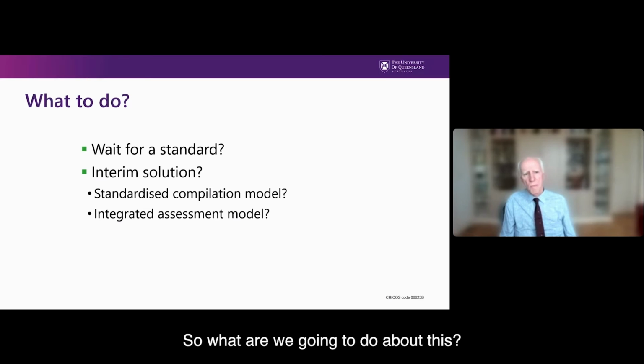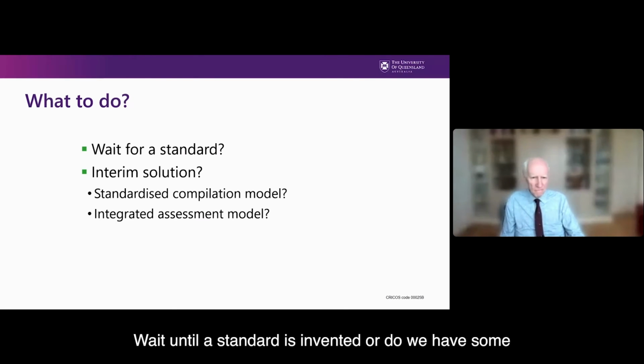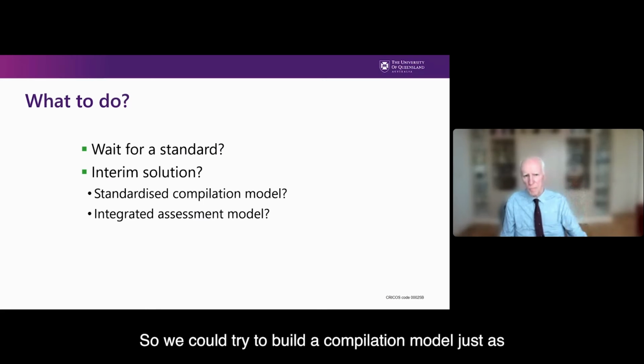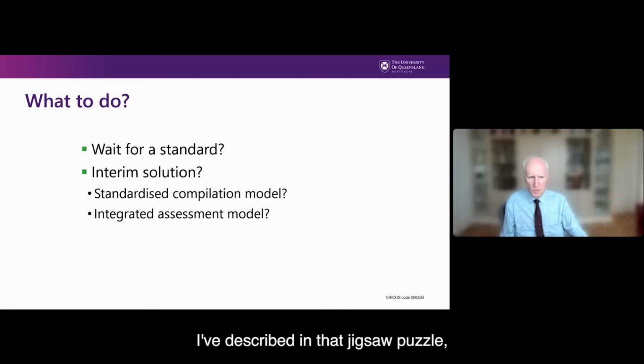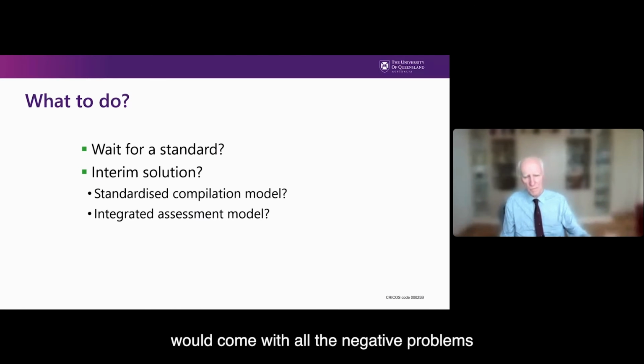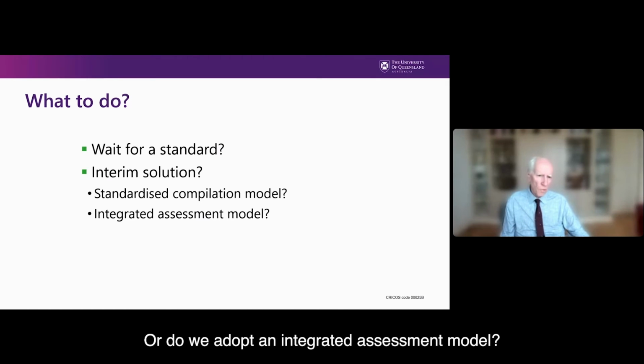So what are we going to do about this? This is how I think about it. Do we wait till a standard is invented, or do we have some kind of interim solution that would get us somewhere towards standardisation? So we could try to build a compilation model, just as I've described in that jigsaw puzzle. Everybody uses the same jigsaw puzzle, but that would come with all the negative problems associated with a compilation model. Or do we adopt an integrated assessment model?